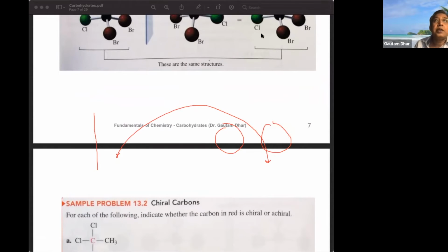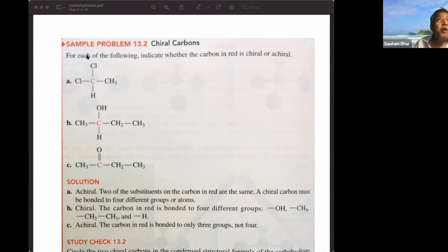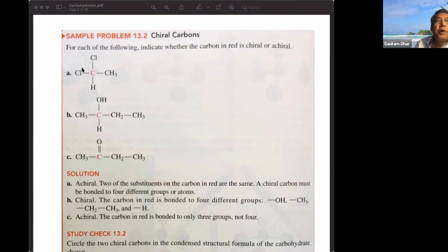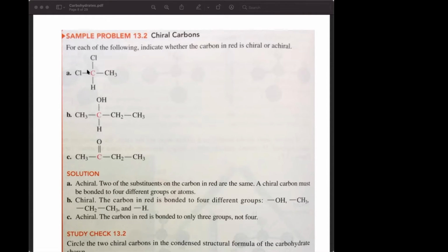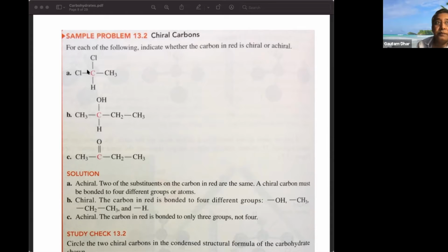Okay, now you get simple questions like this. If I give you a structure and ask: for each of the following, indicate whether the carbon in red is chiral or achiral. What do you think about A? First check whether the four groups are different or not. If any two are the same, then it is not a chiral molecule. You can see there are two chlorines, so this is achiral. This cannot be chiral.